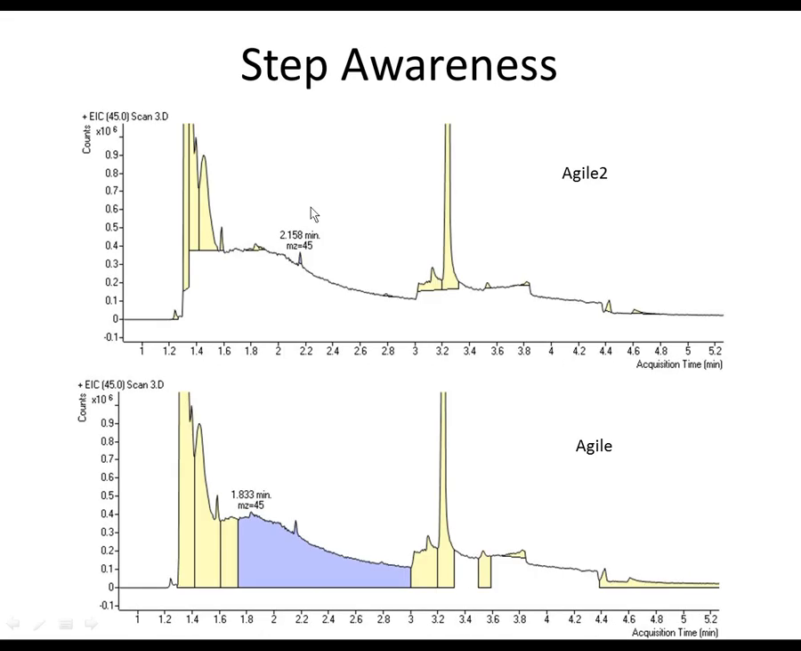Next, step awareness. Now, as you can see from the top with Agile2, when the solvent peak here rises, you can see that it's smart enough to figure that step function out here, where Agile does get involved in integrating part of this solvent elution peak.